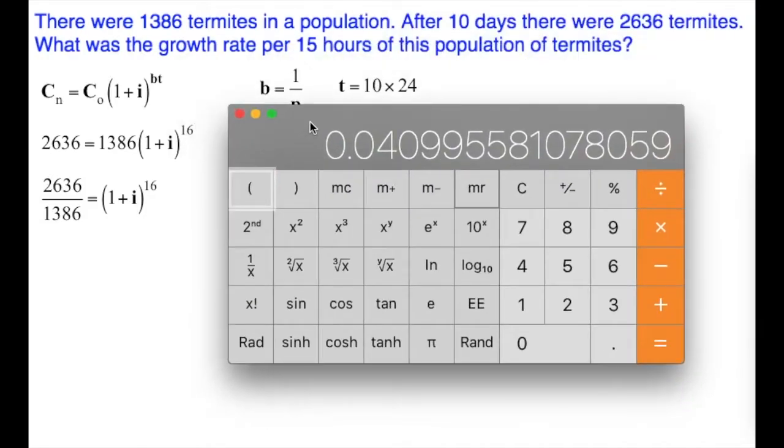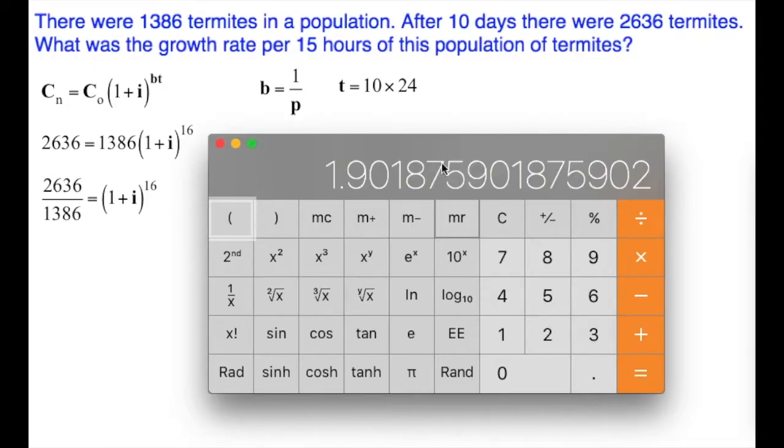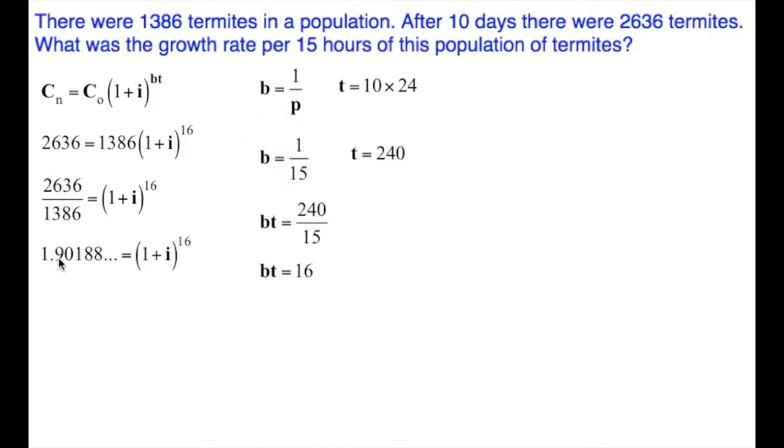Calculator time. 2,636 divided by 1,386 is equal to 1.90187. I'm going to keep that number in the calculator because we don't want to round this until we get to the end. 1.90188, it goes on forever, but keep the number in the calculator.